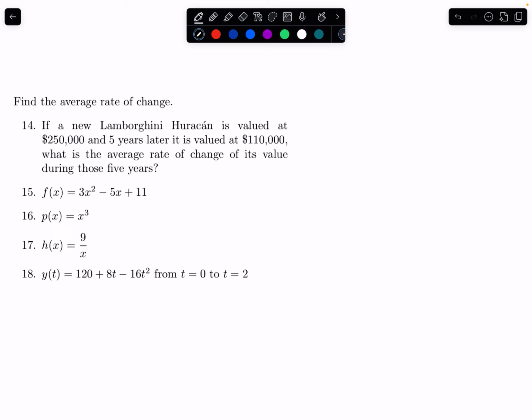For the new Lamborghini Huracan is valued at $250,000. And 5 years later, it's valued at $110,000. What's the average rate of change?